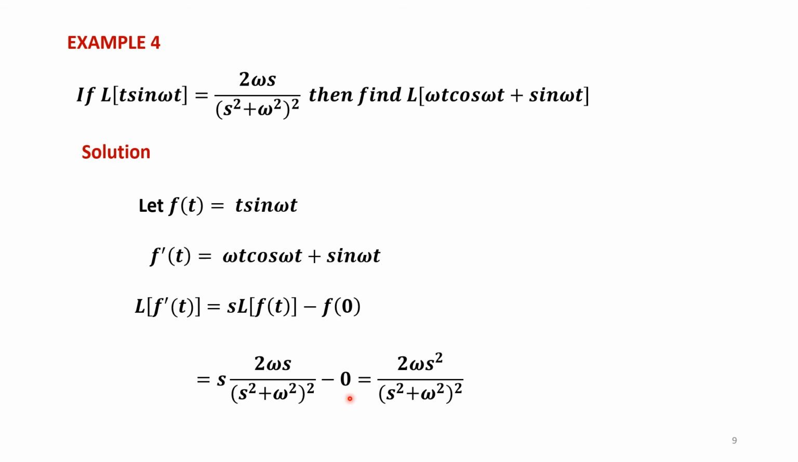We need not calculate L of f of t, it's already given. We have to just calculate L of f dash of t, and L of f dash of t is s into L of f of t minus f of 0. L of f of t is already given in the problem, so substituting and simplifying.